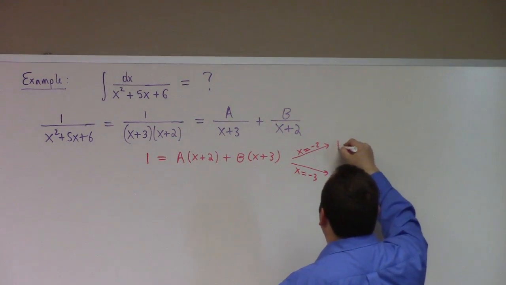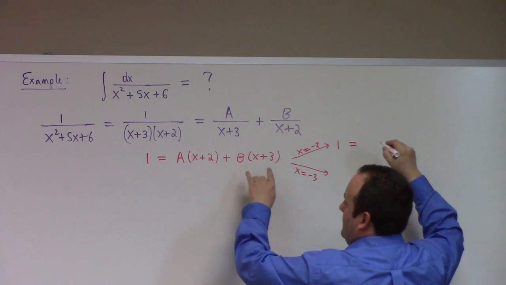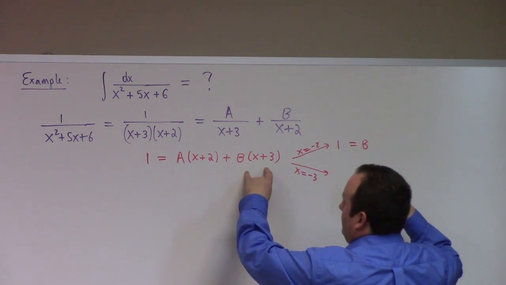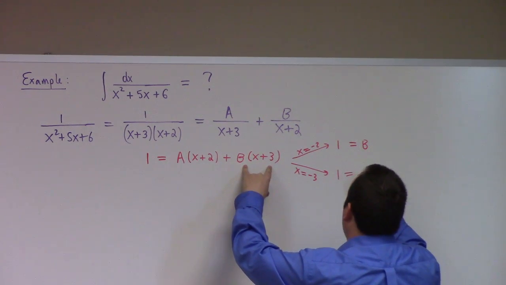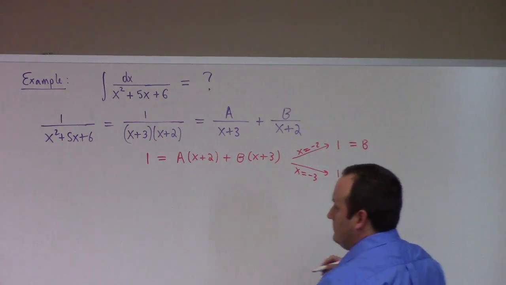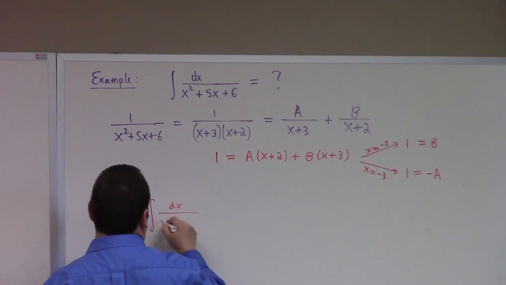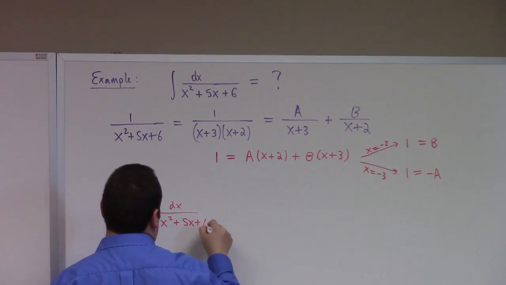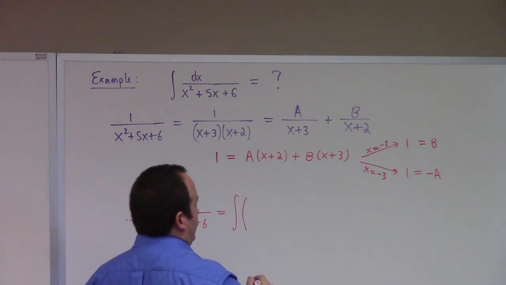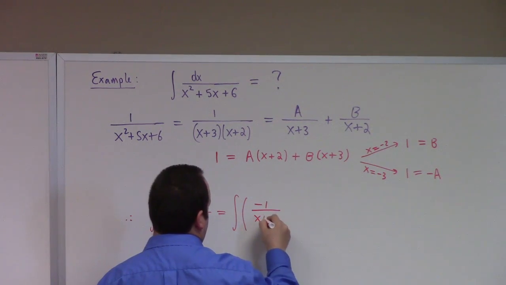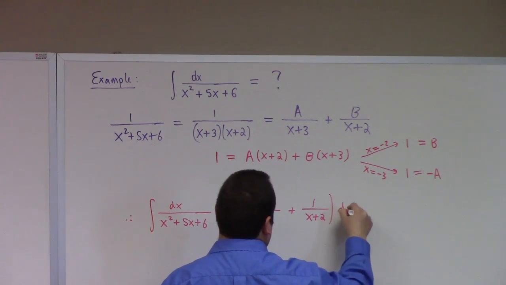I get what? I get 1 equals what? For minus 2, this is gone. 1 equals B, right? For minus 3, what do I get? Well, the B term is gone. I get minus A, right? So therefore, the integral of dx over x squared plus 5x plus 6 is in fact equal to the integral. You see A was what? A was minus 1. So I've got minus 1 over x plus 3, right? B was 1, right? So plus 1 over x plus 2 dx.